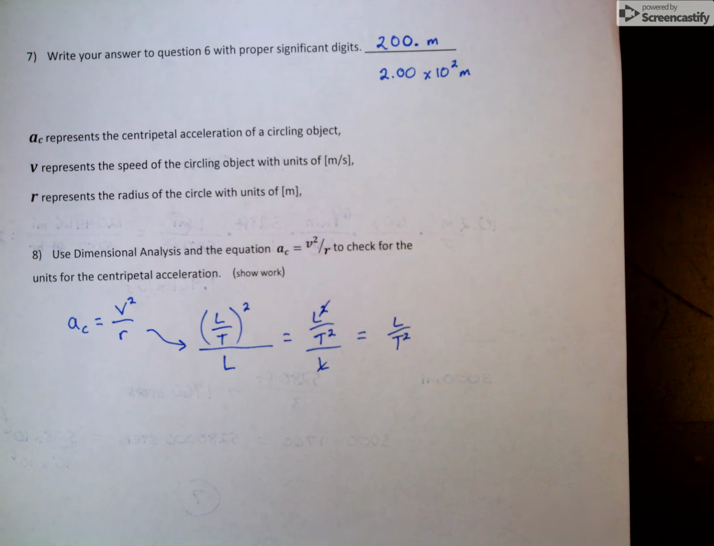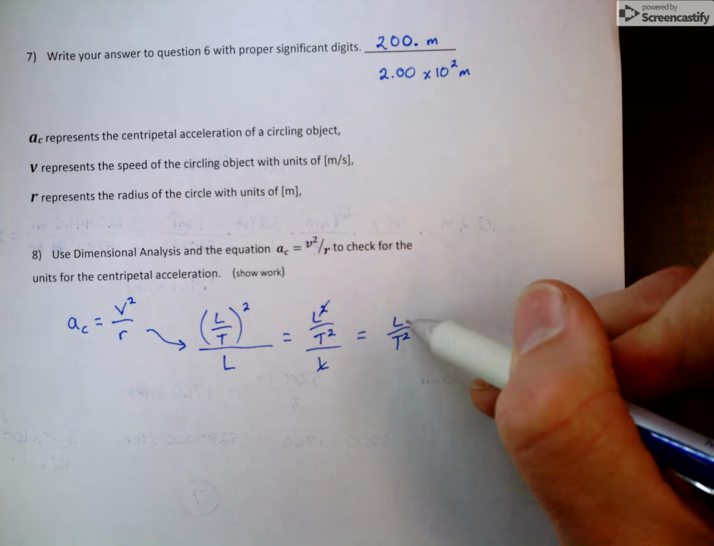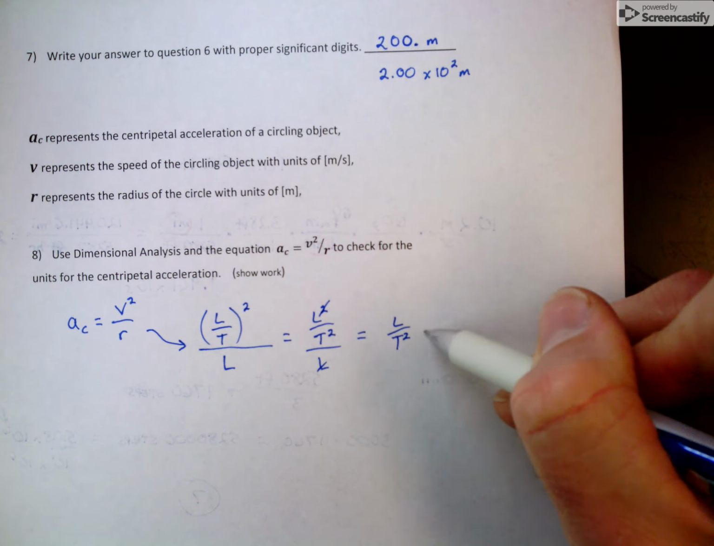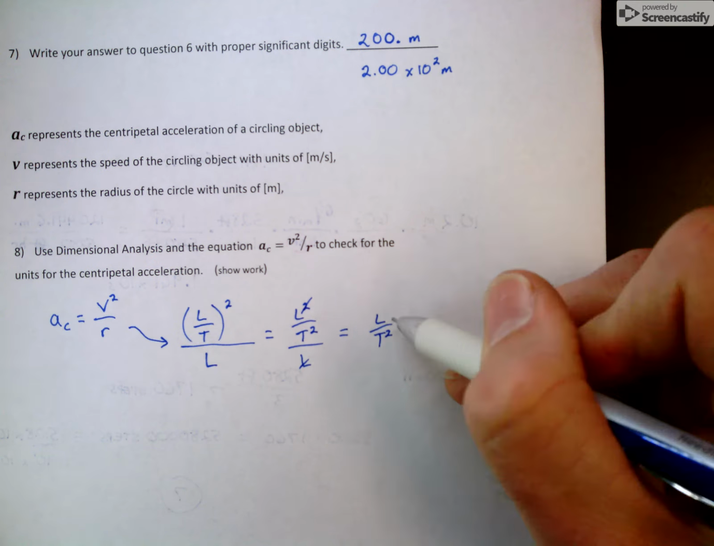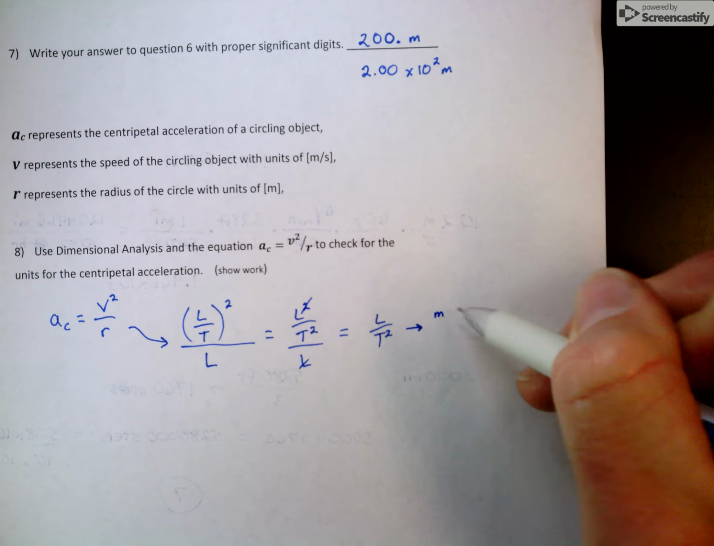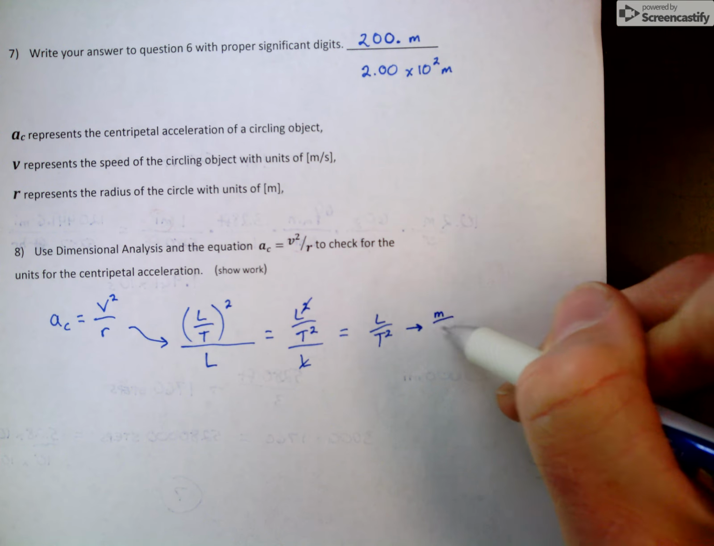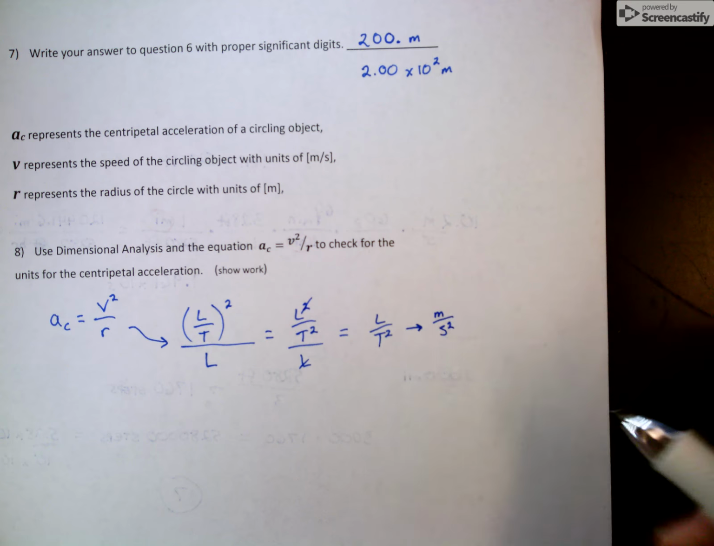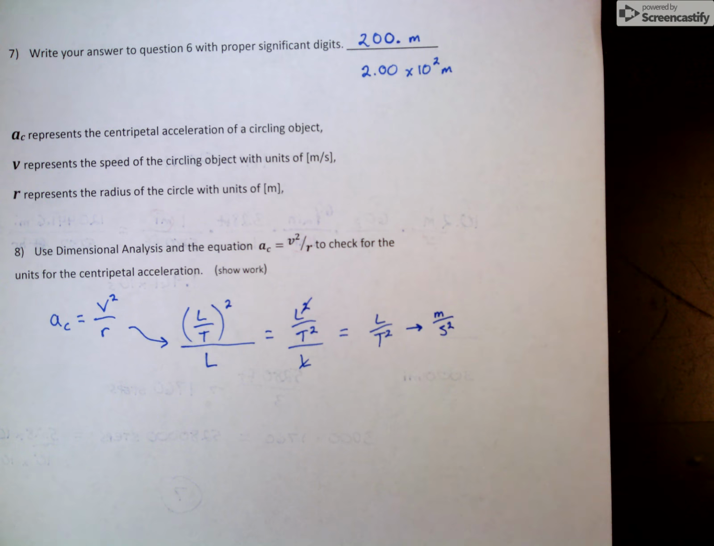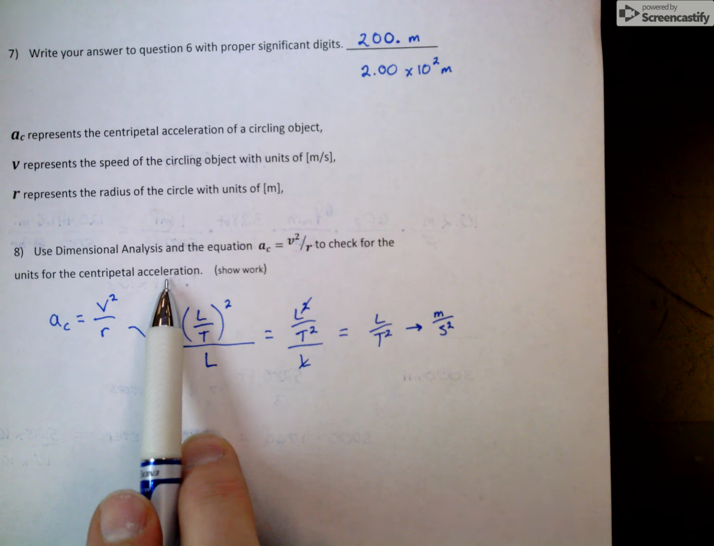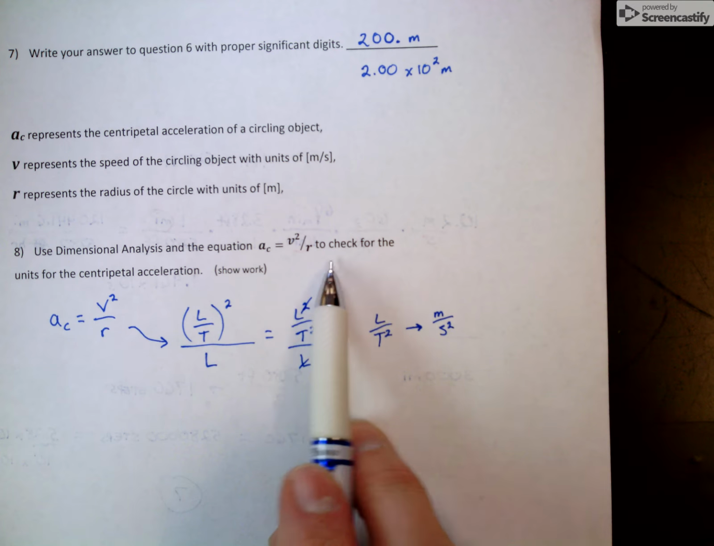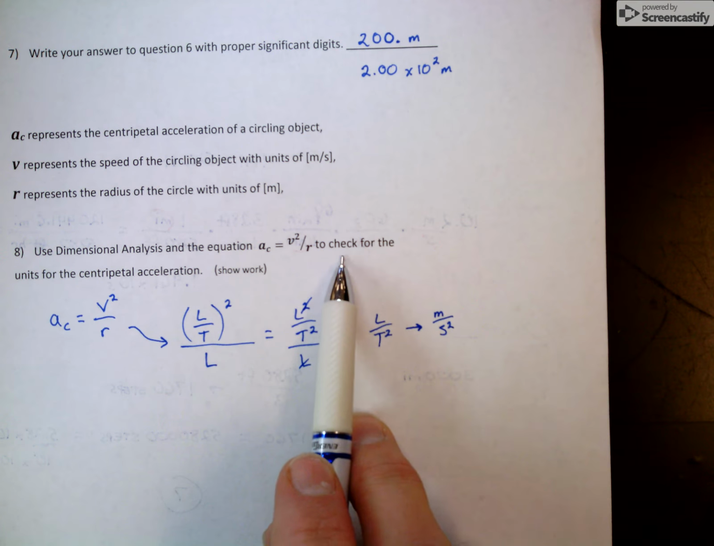So that's the proper way to do dimensional analysis, and then we can go from there. We can take it a step further and say, well, what are the units? Length is in meters, and then time is in seconds squared. And so we do end up with meters per second squared, which is the units for acceleration, and that's what we are trying to show, because it says to check for the units.